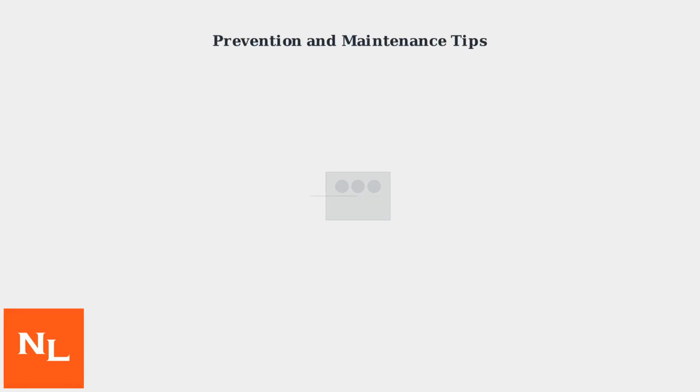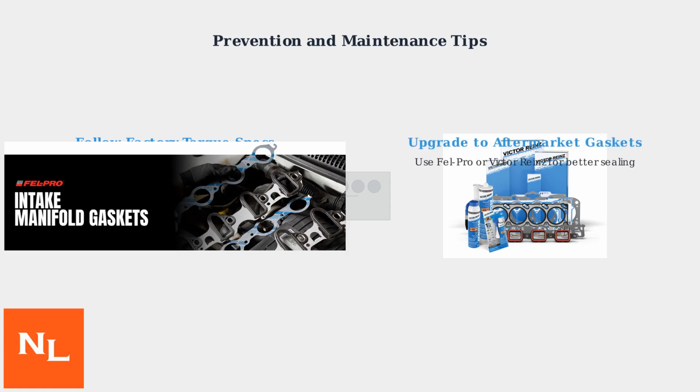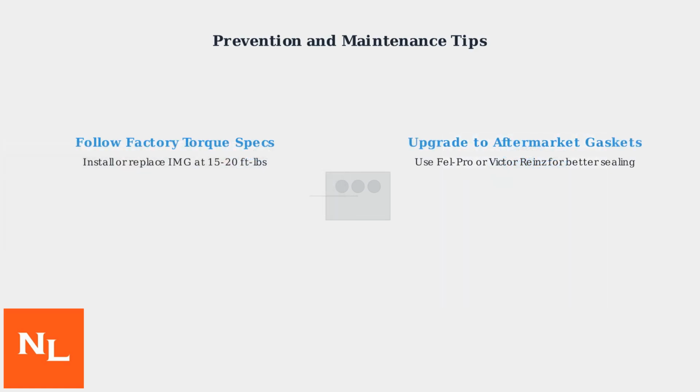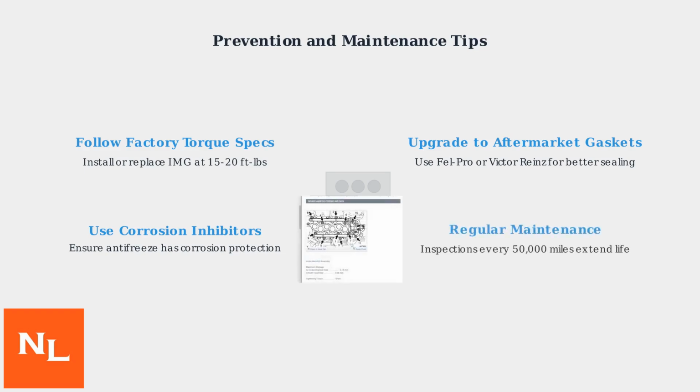Proper installation and maintenance can prevent intake manifold gasket failures. Follow factory torque specifications of 15 to 20 foot-pounds when installing or replacing the gasket to ensure proper sealing. Upgrade to high-quality aftermarket gaskets from brands like Felpro or Victor Reinz, which offer improved sealing properties and durability compared to OEM parts. Ensure your cooling system uses antifreeze containing corrosion inhibitors to prevent gasket degradation from chemical exposure and electrolysis. Perform regular maintenance inspections every 50,000 miles to check for early signs of wear, which can significantly extend the gasket's service life and prevent costly failures.